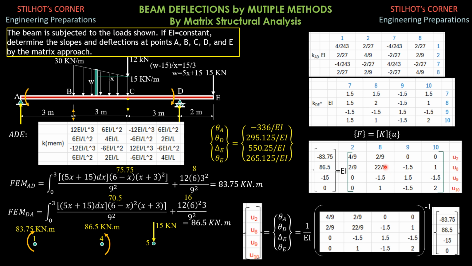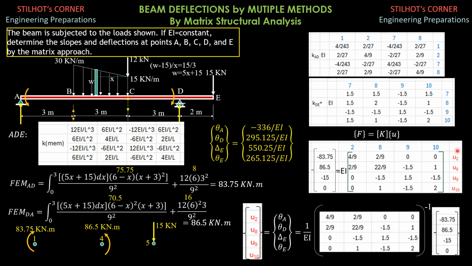This is 8, 8. So 4 over 9 plus 2. So that's 22 over 9. 8, 9, 8, 9, negative 1.5, 8, 10, 1, 10, and so on and so forth. So this is the overall stiffness matrix.